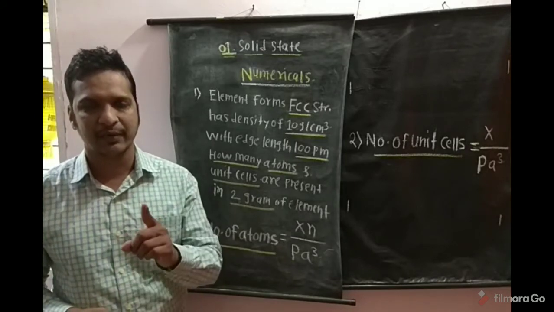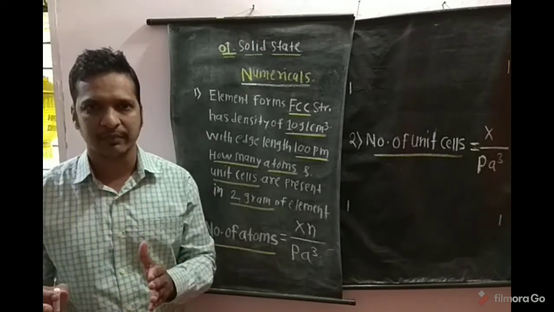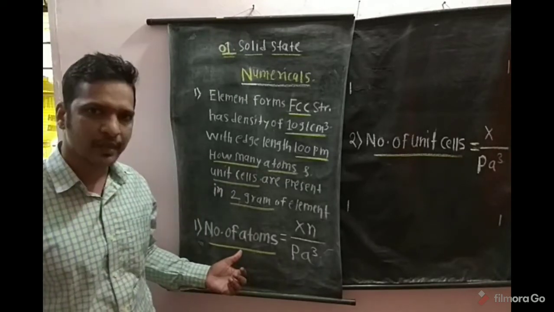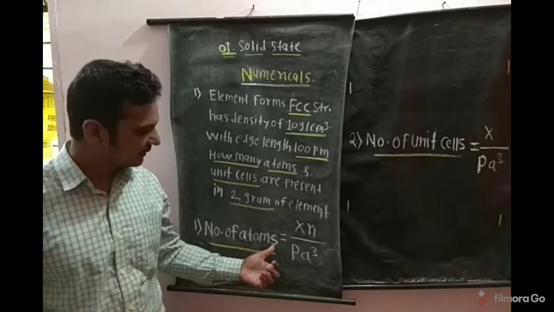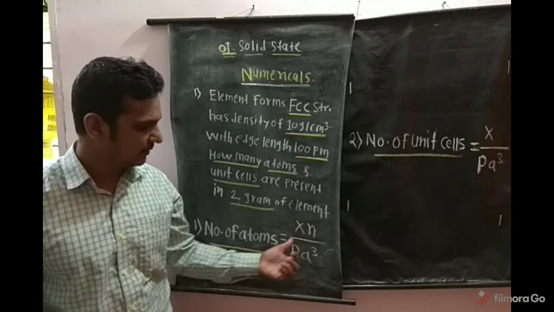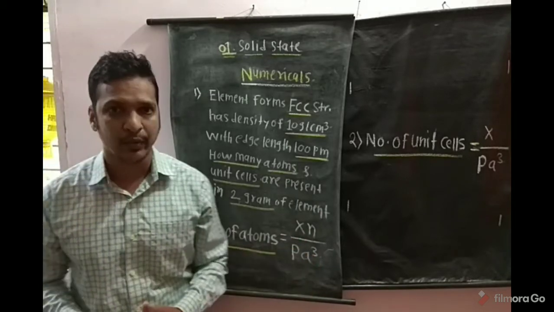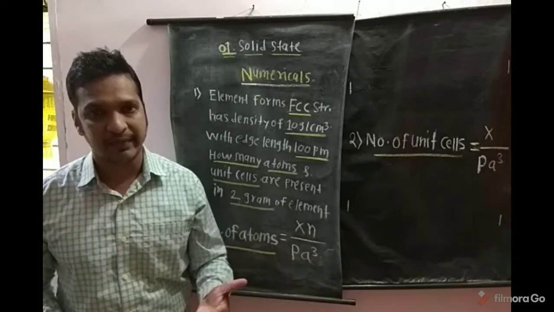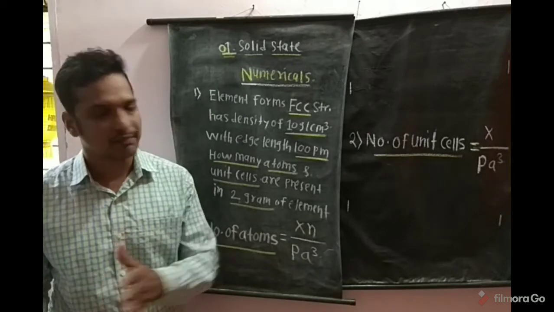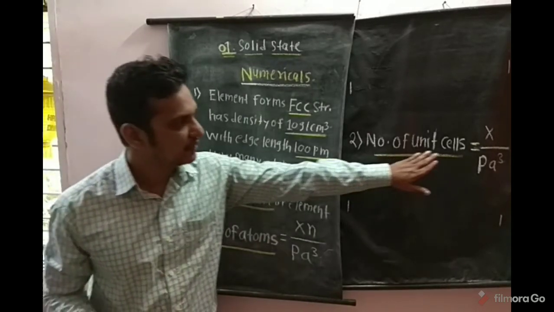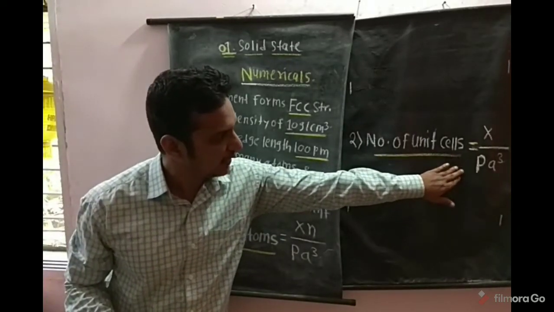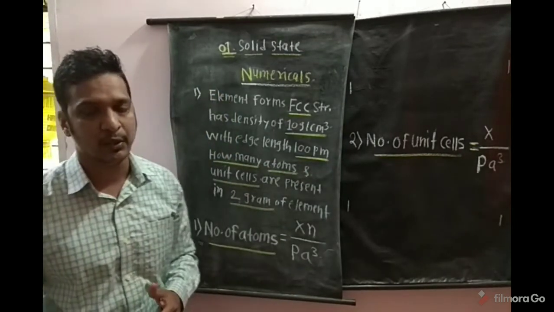So first we will calculate the number of atoms in 2 gram of the element by using this formula. Number of atoms is equal to x into n divided by density into a cube. And secondly, we will calculate the number of unit cells by using this formula. Number of unit cells is equal to x divided by density into a cube.